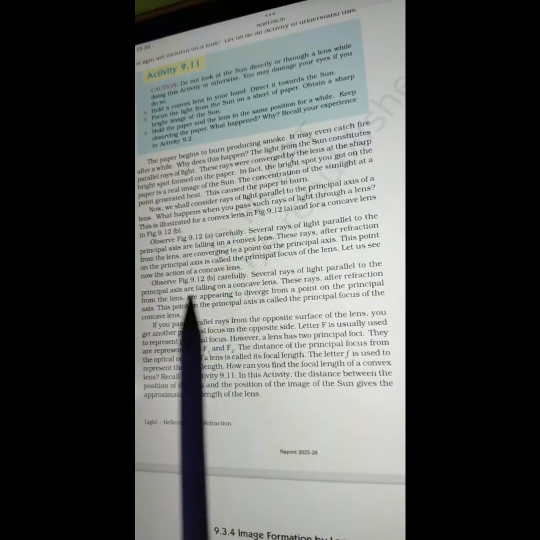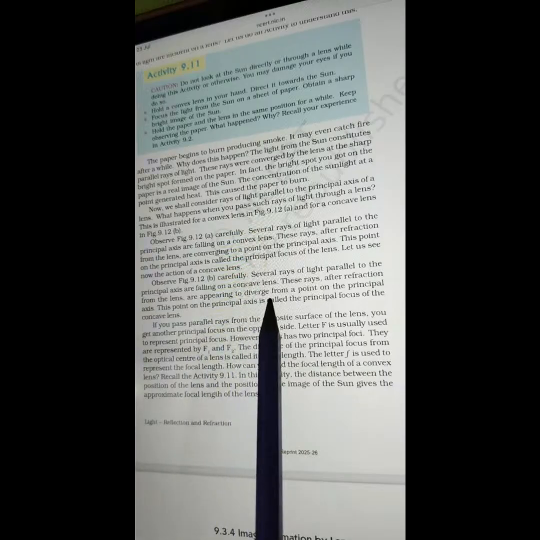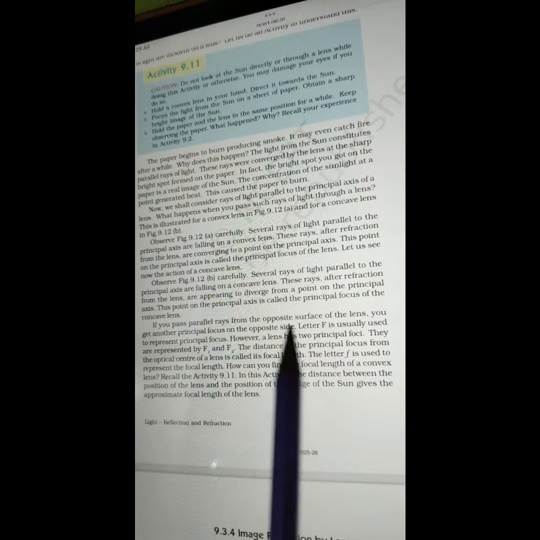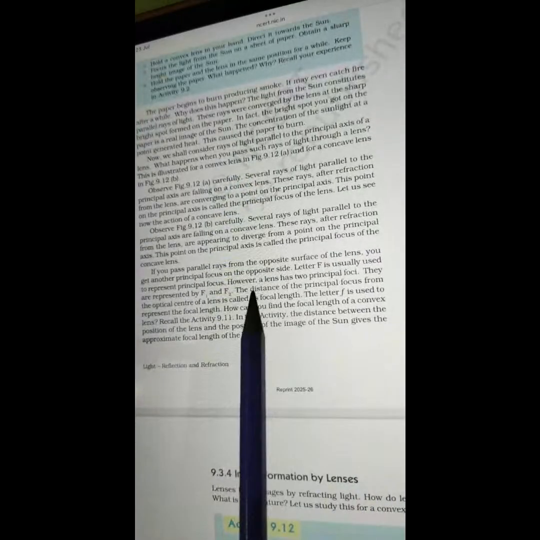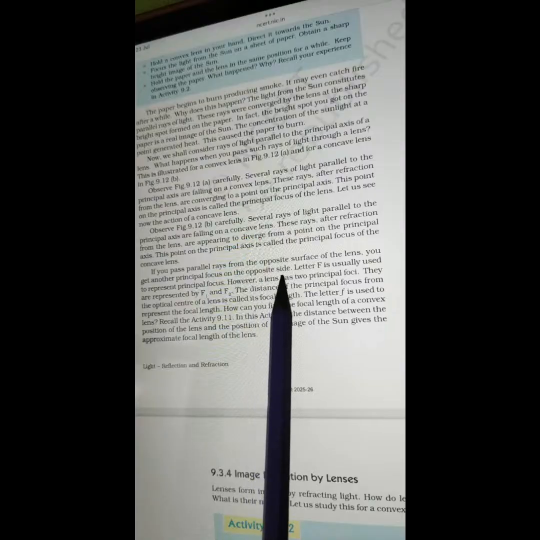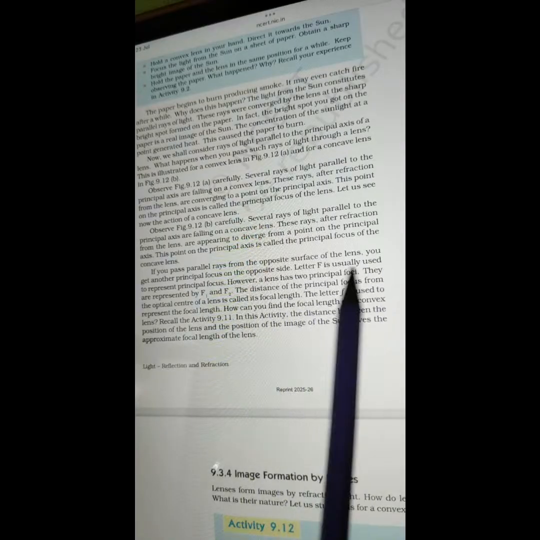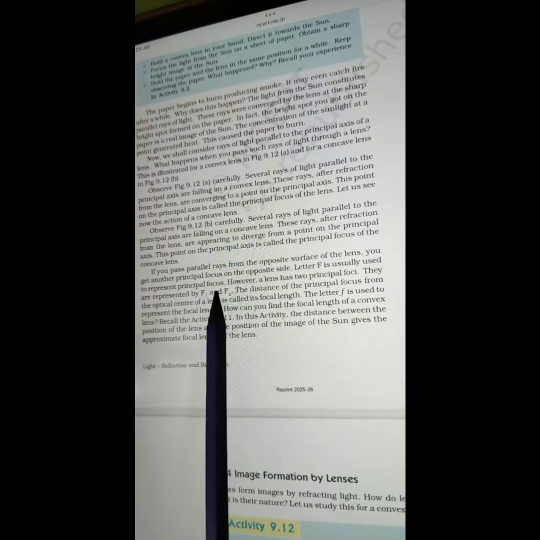Observe figure 9.12b carefully. Several rays of light parallel to the principal axis are falling on a concave lens. These rays, after refraction from the lens, are appearing to diverge from a point on the principal axis. This point on the principal axis is called the principal focus of the concave lens. If you pass parallel rays from the opposite surface of the lens, you get another principal focus on the opposite side. Letter F is usually used to represent principal focus.